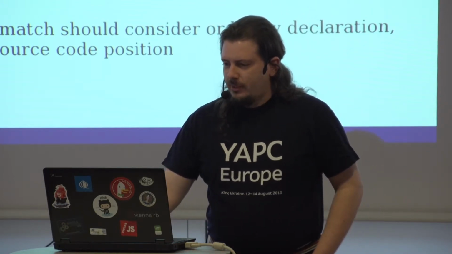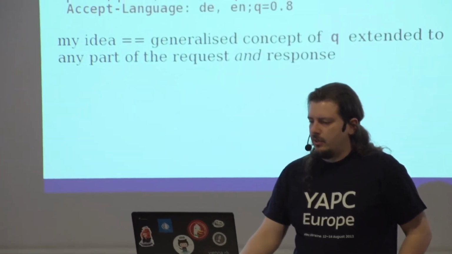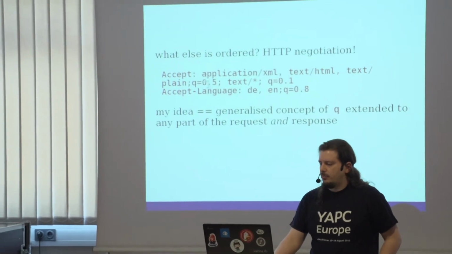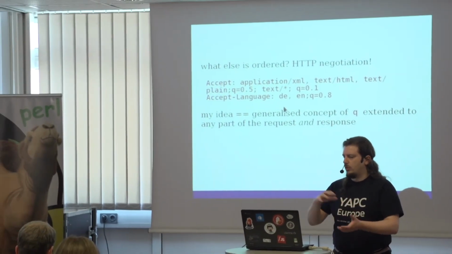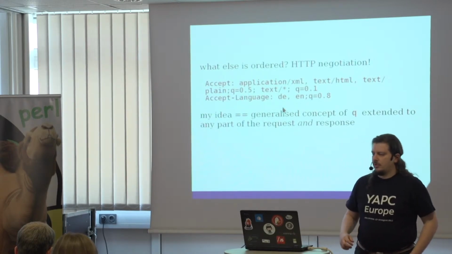So that reminded me of something. What else is ordered? You know, where the order of things plays a role. This is happening in HTTP negotiation. You can put some request headers in here. These are ordered and also they have a quality value. And this enables the server to negotiate with the client and pick the appropriate response resource.